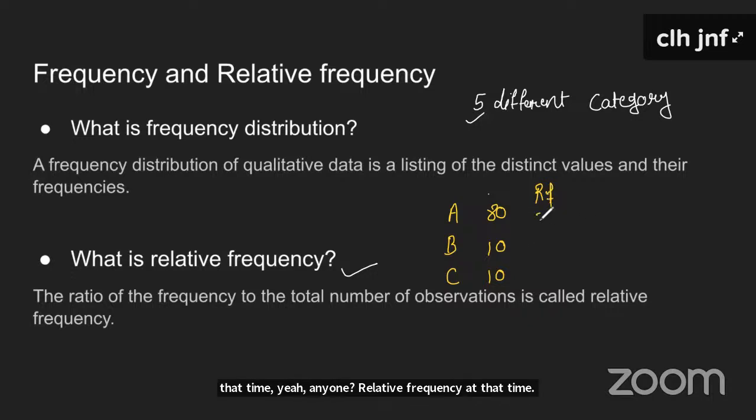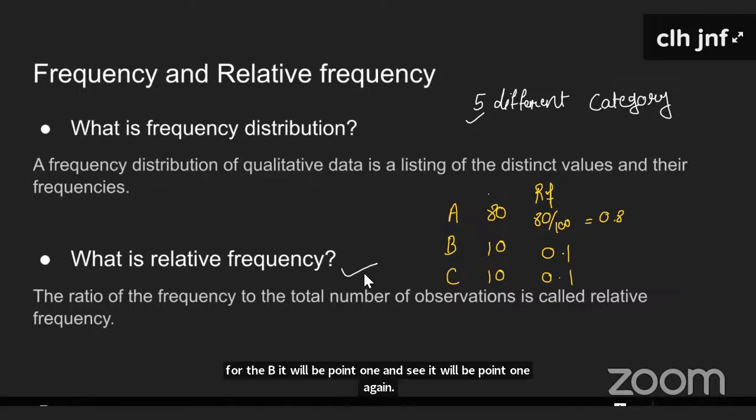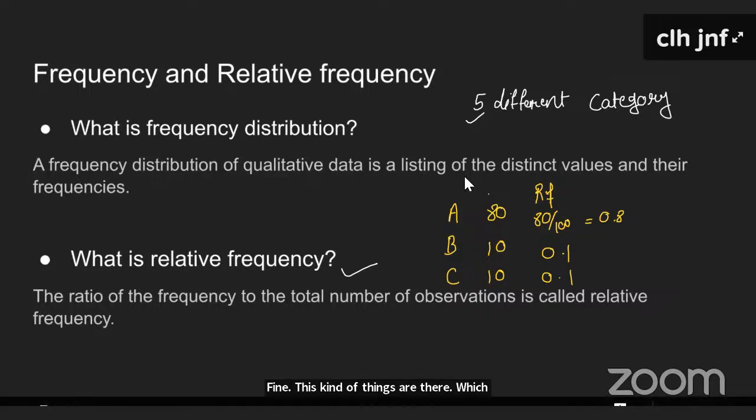It will be 80 divided by the total number. How many observations are there? 100, right? So 80 by 100, which is nothing but 0.8. And for B, it will be 0.1, and for C, it will be 0.1 again.